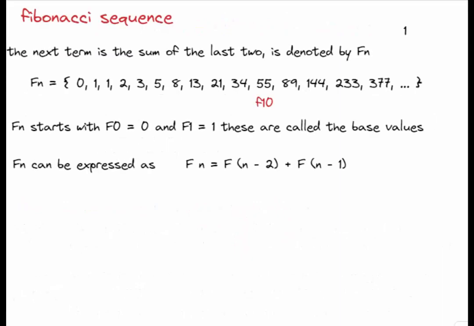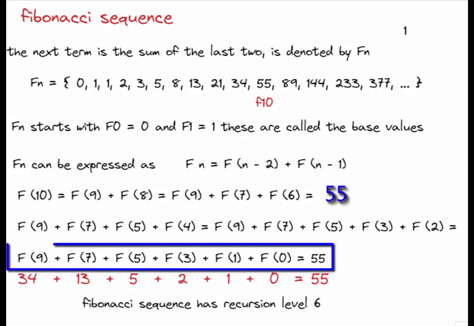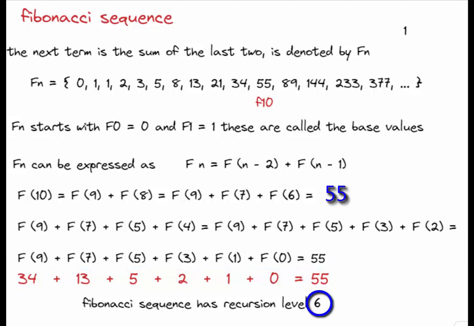Another example of a recursive function is the Fibonacci sequence, which starts with 0 and 1, and the next term is the sum of the last two. For an input like 10, the function will output 55, which is the 10th number in the sequence. But what if we replace this by the last two numbers, f9 and f8? The result is still the same. Decomposing the entire f10 function, we obtain a recursion level of 6.